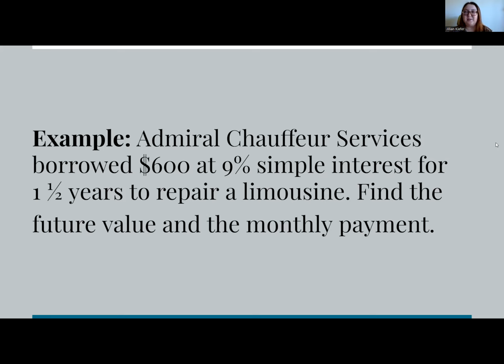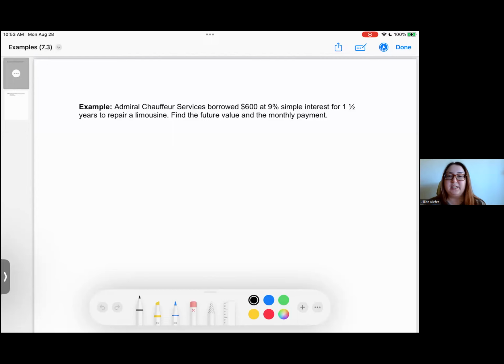So, all right, let's go ahead and do this one all together. All right, so here's our question once again. Borrowing $600, 9% simple interest for 1.5 years. We're finding future value and the monthly payment. So we want to find the future value first. Once we find the future value, we'll be able to figure out our monthly payment by just dividing by 12.